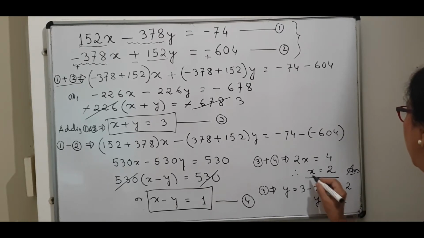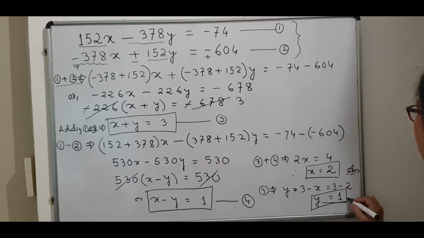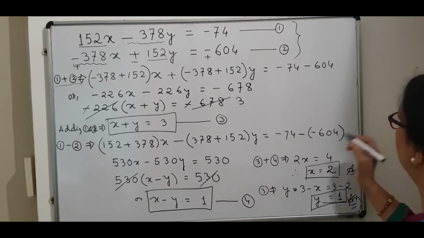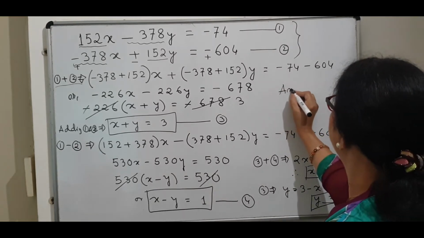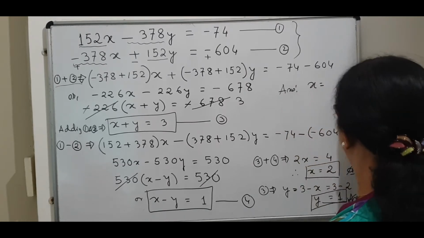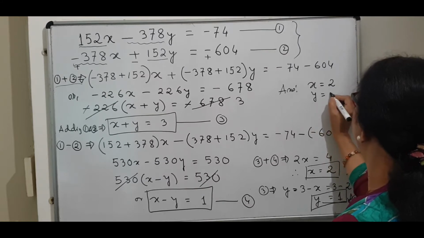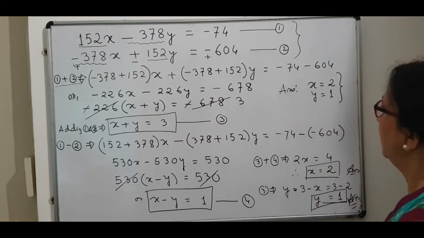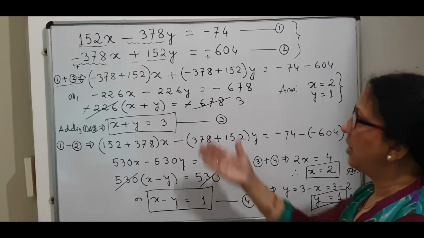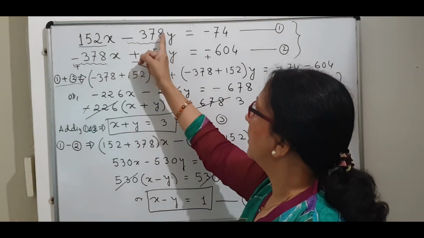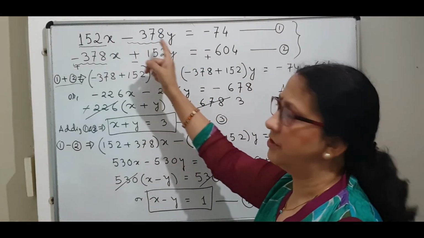X is equal to 2 and y is equal to 1. These are the answers. You can write answer. X is equal to 2 and y is equal to 1. These are the answers. So this is a special type of question where the coefficients are interchanged.